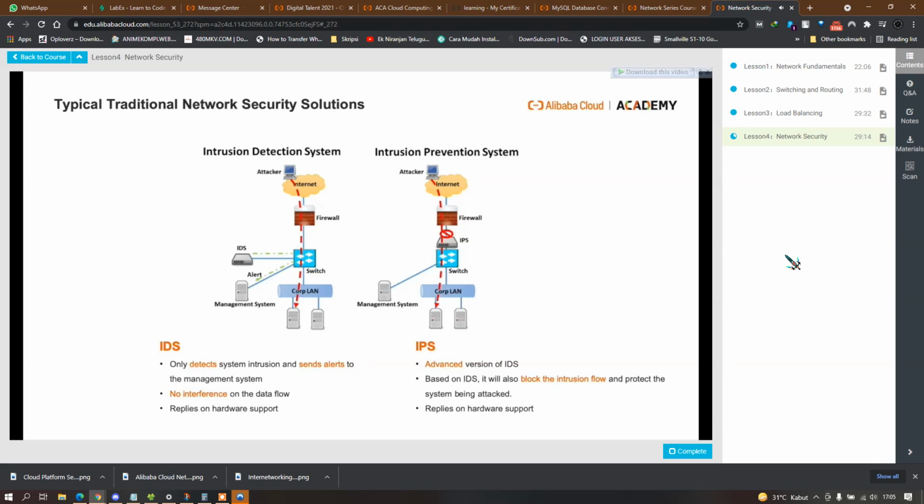But there is a common point for these two protection methods, which is that these two features at most of the time will rely on hardware support. Sometimes you should expand your firewall or add some new cards or modules to your firewall to support this kind of feature.